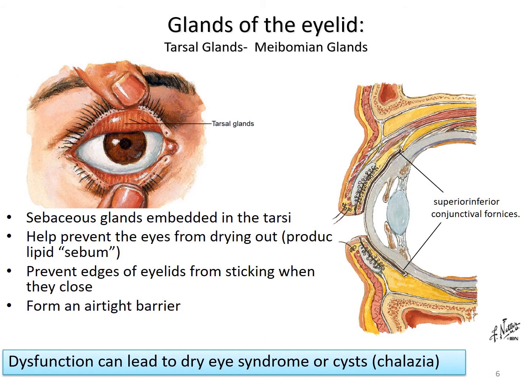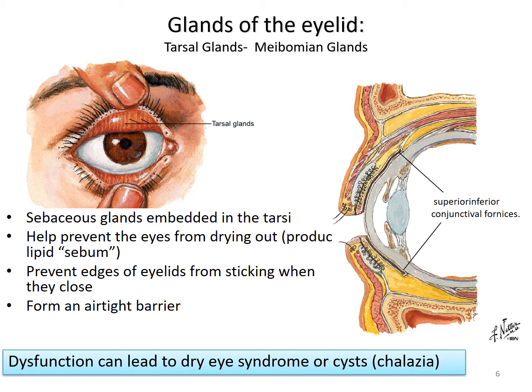Next, glands of the eyelid. Okay, you actually have these tarsal glands. Okay, they are sebaceous glands. Yeah, they're also called meibomian glands. They will help secrete a substance called sebum. Yeah, that prevents the eyes from drying out, but it also helps prevent the eyelids from sticking together while you blink. Okay, so they also help when your eyes are closed to form a barrier that is pretty much airtight.